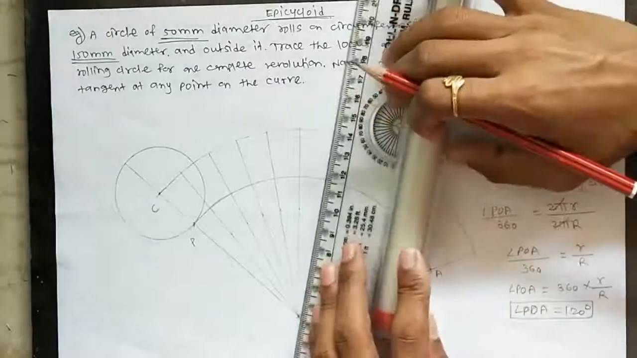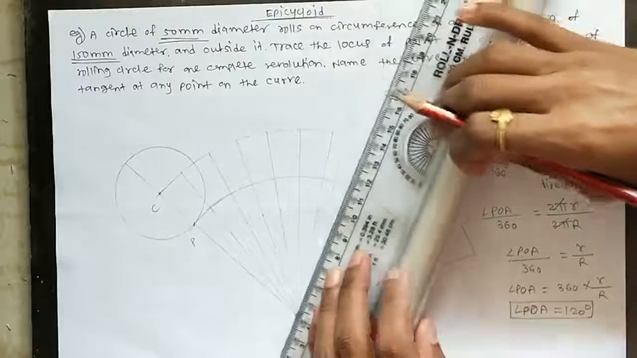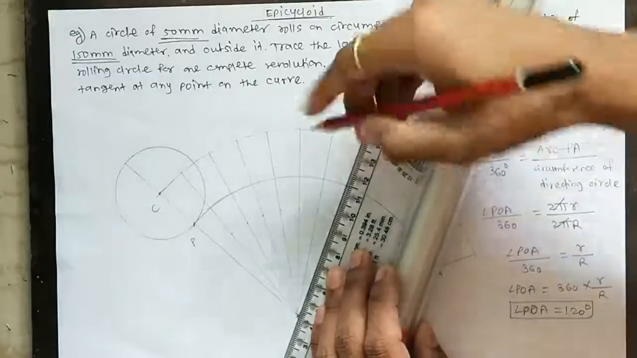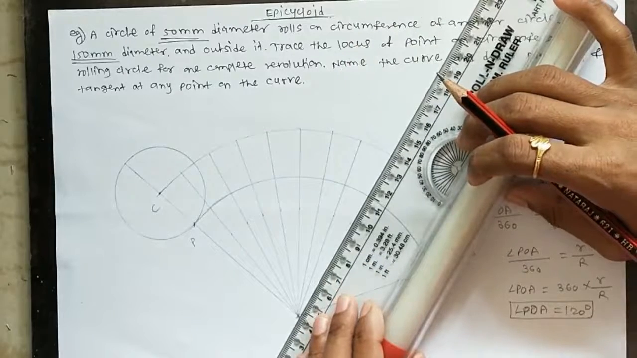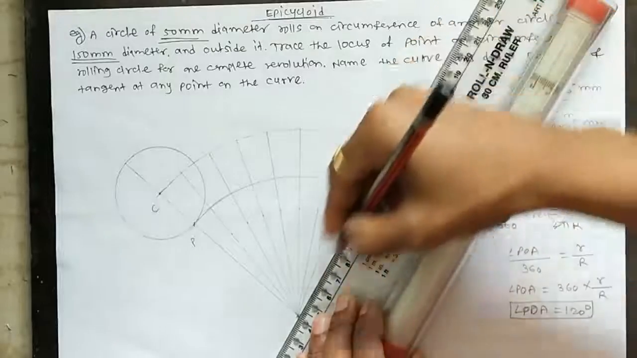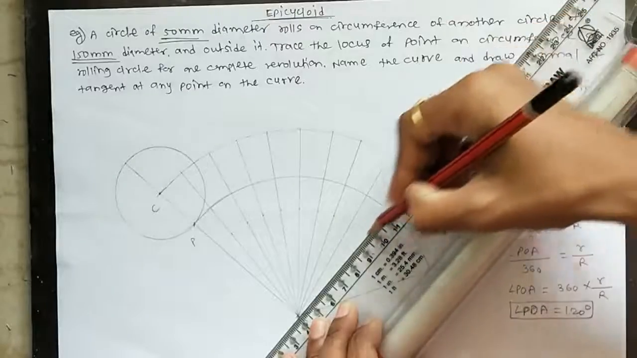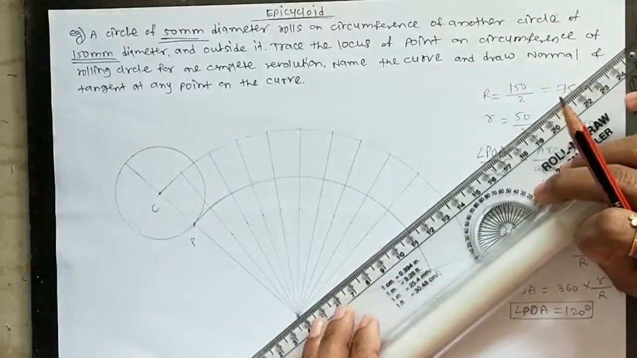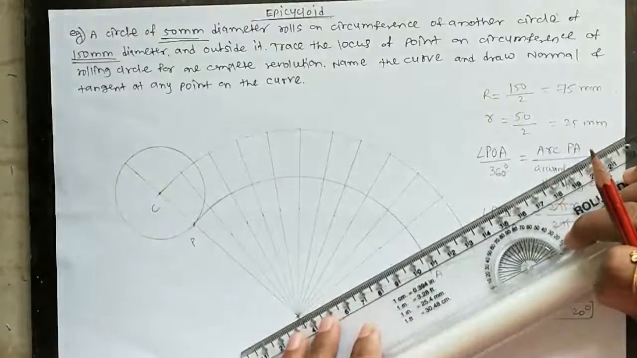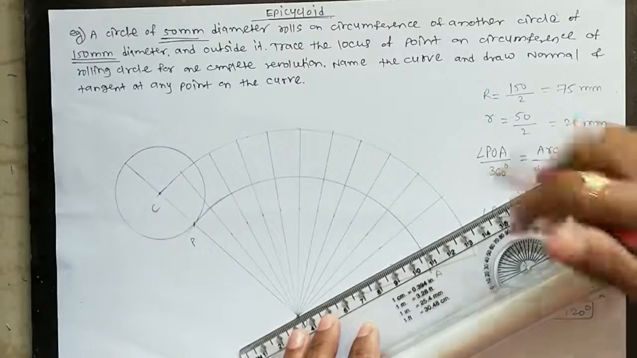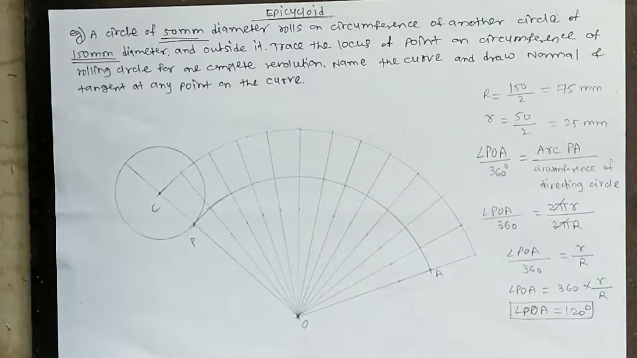Then 60-degree angle. Then 70-degree, 80°, 90°, 100°, 110°, and last 120° already we have drawn.